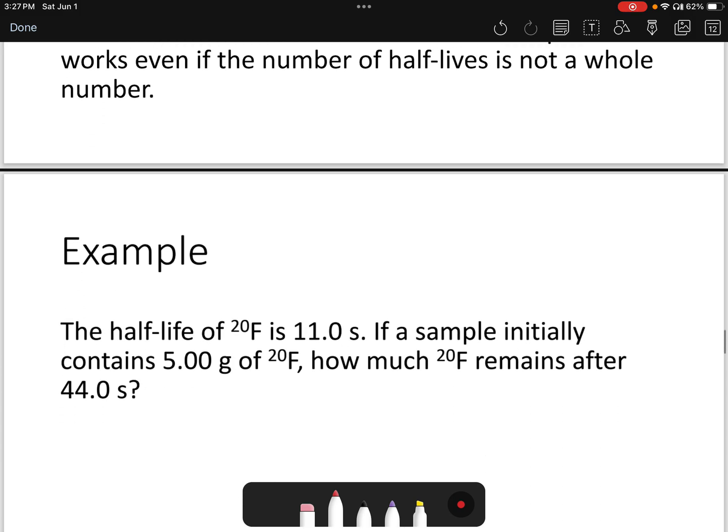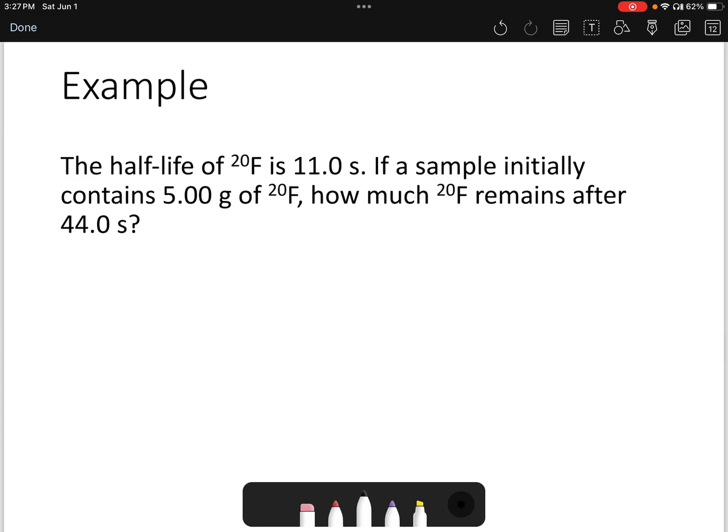Okay, now let's do an example problem. Let's say we have an isotope, fluorine-20, and its half-life is 11 seconds. So it only takes 11 seconds for us to lose half of our sample to radioactive decay. Now let's say the sample initially contains 5 grams. How much of our sample remains after 44 seconds?